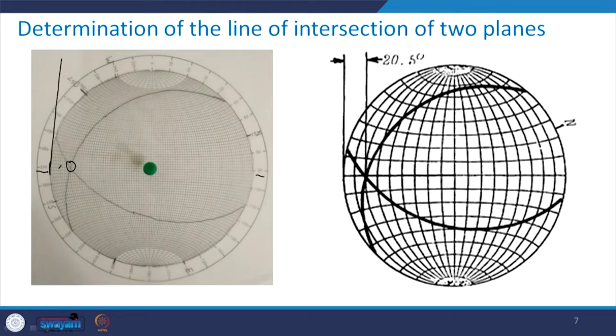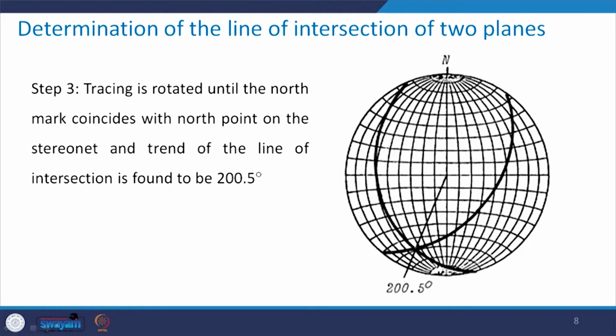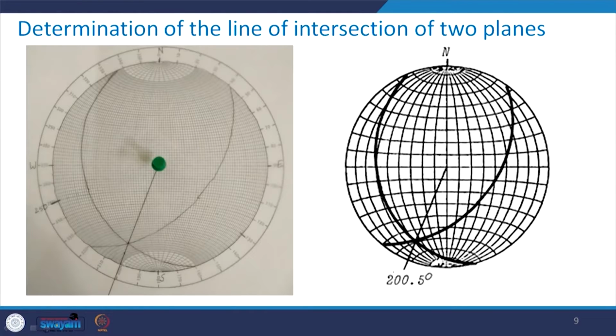So, you see it is this distance, which is 20.5 degree. This is what has been shown in this figure, which has been taken from the book by Hoek and Bray. Then we rotate the tracing back to its original position such that the north of the tracing sheet coincides with the north of the stereo plot. This is how it will look, and then we draw a line from the center joining this point of intersection, that means this line.